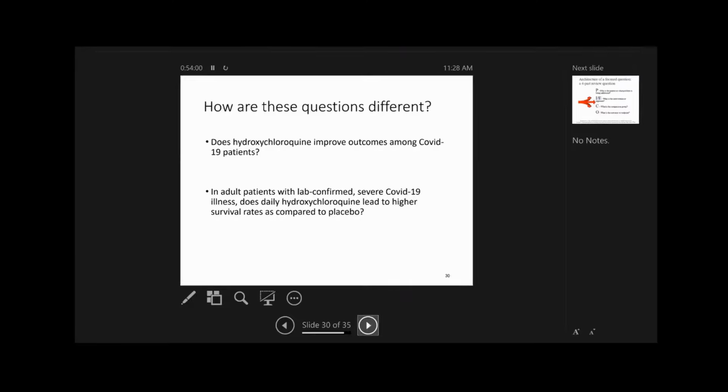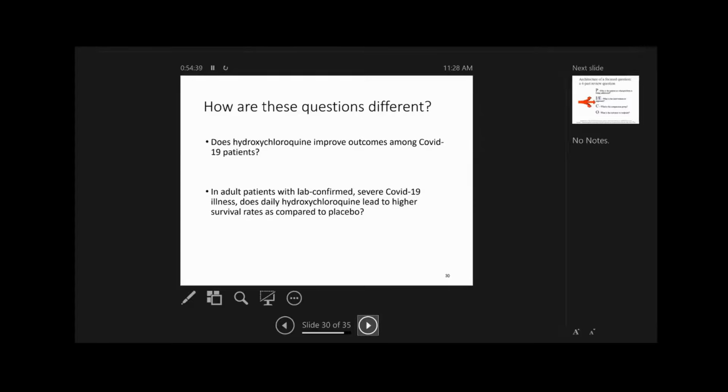Okay. For example, the vague question could be, does chloroquine improve outcomes of COVID patients? It's fine to start there. Then you got to make it way more specific than that. In adult patients with laboratory confirmed severe COVID-19 disease, does daily oral hydroxychloroquine lead to higher survival rates as compared to placebo? Now, this is an answerable question. The first question is way too fuzzy to answer. You need that level of specificity to be able to design a proper study.